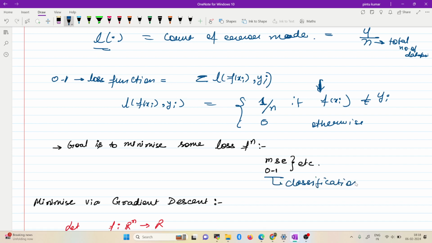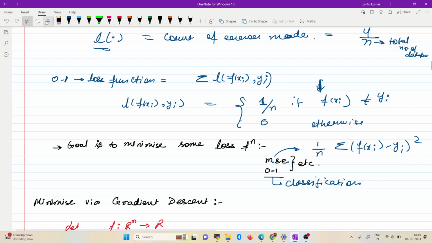Another very common loss function for regression is mean squared error. MSE is mean squared error. This is nothing but the normalized summation of f of xi minus yi squared. This is what is called mean squared error.